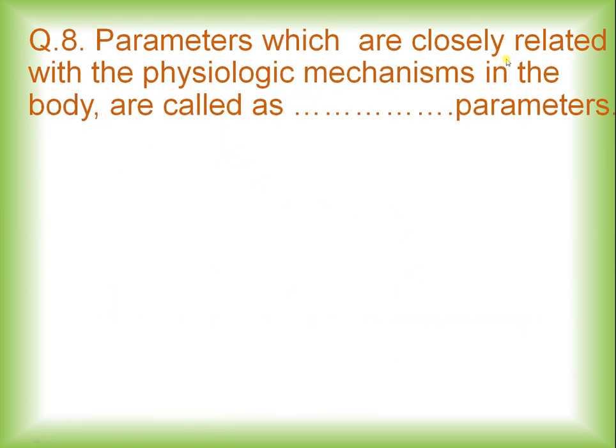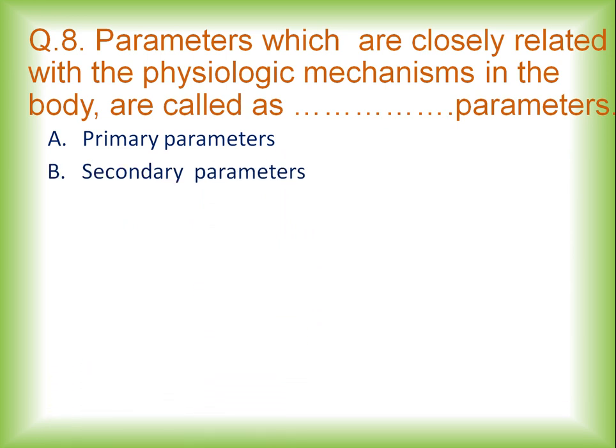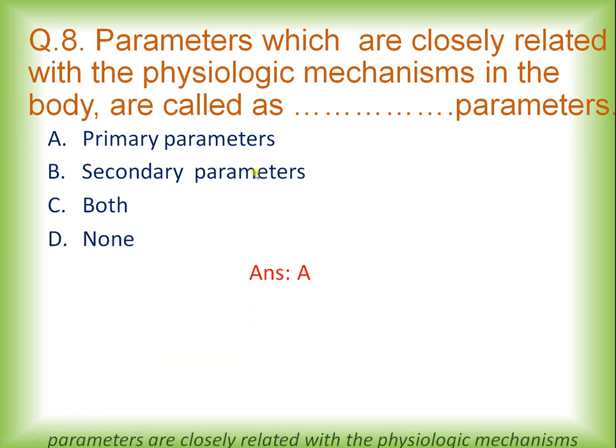The parameters which are closely related with the physiological mechanism in the body are called as dash parameters. Now this question is very important because many of them don't know what you mean by primary parameters and what you mean by secondary parameters. So based on that, I have simply formulated this question. Whether it is called primary parameters, secondary parameters, both, or none, and the option is option A, that is primary parameters.